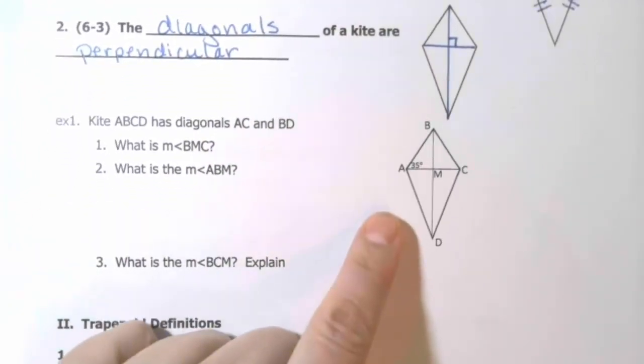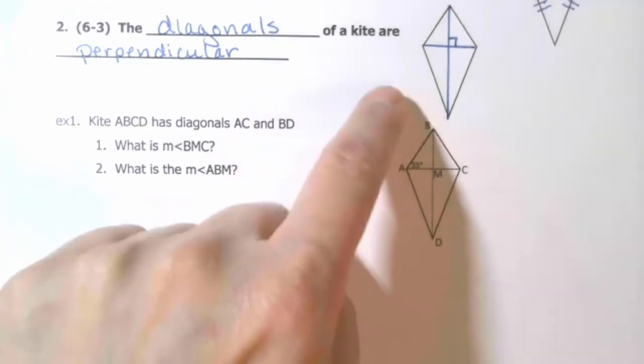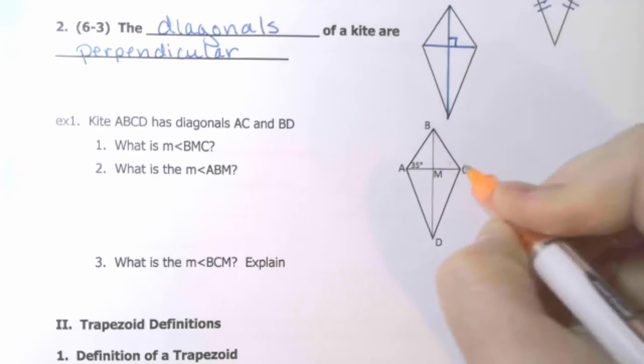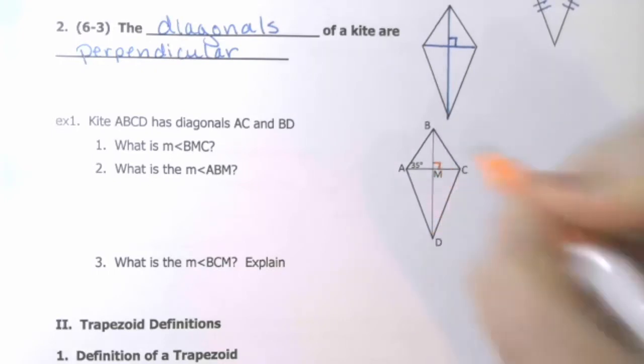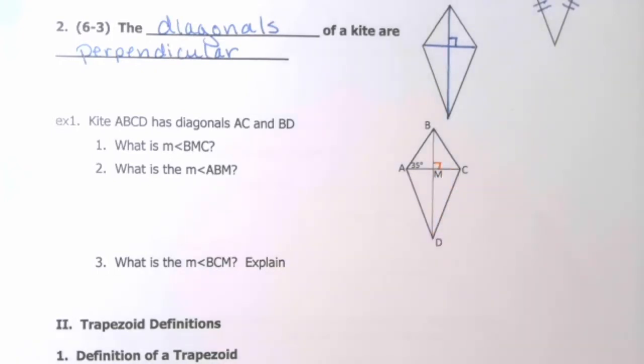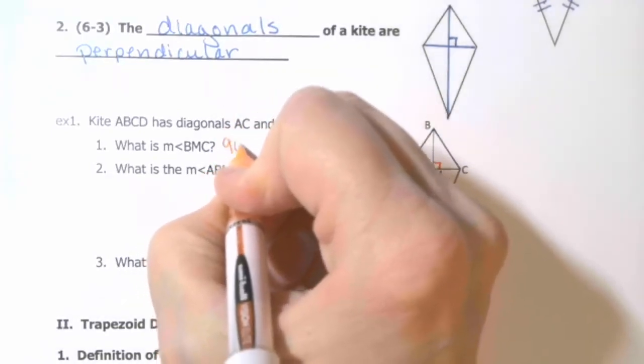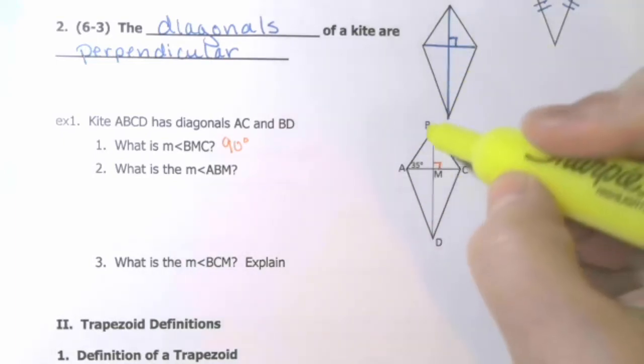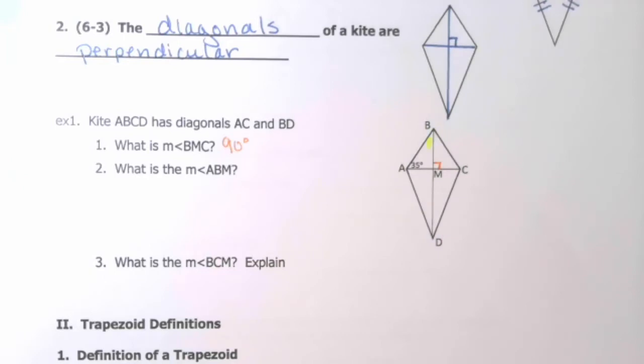Kite ABCD has diagonals AC and BD. You can already tell that there are diagonals. What is the measure of angle BMC? So B to M to C is this one. And we've just learned that the diagonals are perpendicular, so that angle is 90 degrees. All right, our second question, what is the measure of angle ABM? Okay, so ABM is this little angle right up in there.